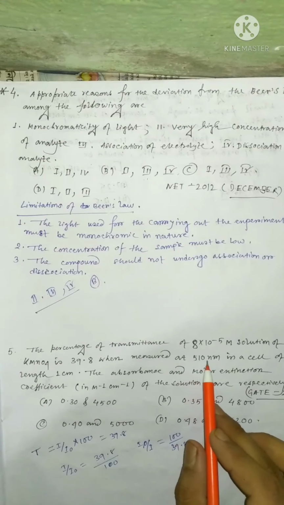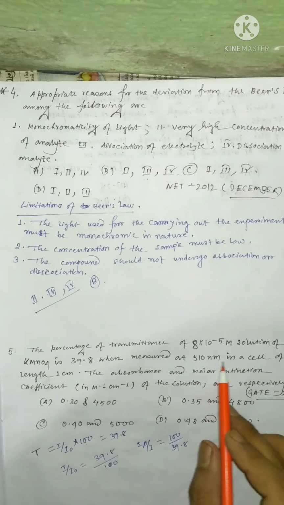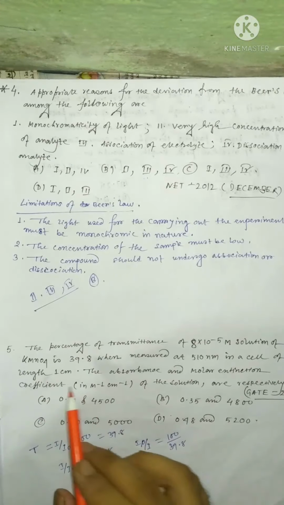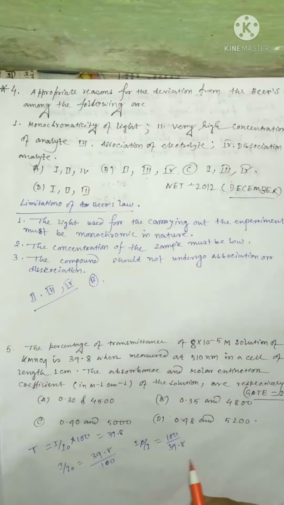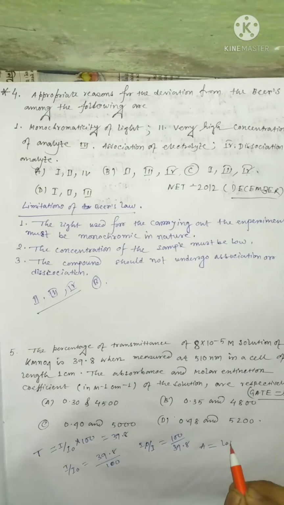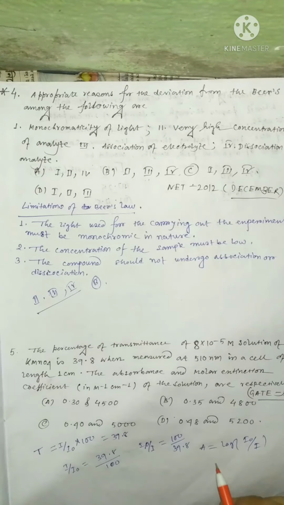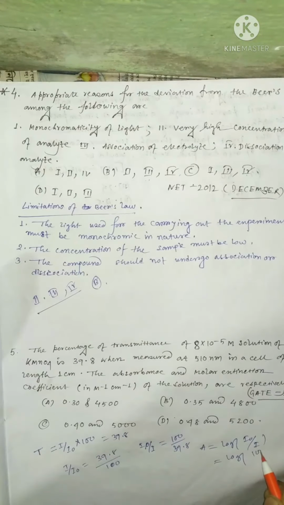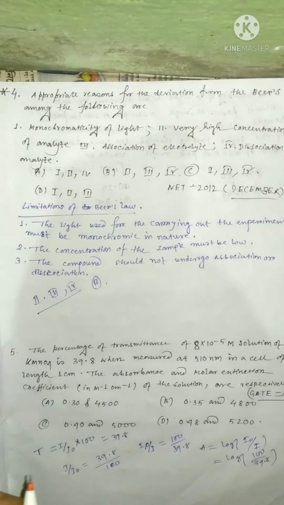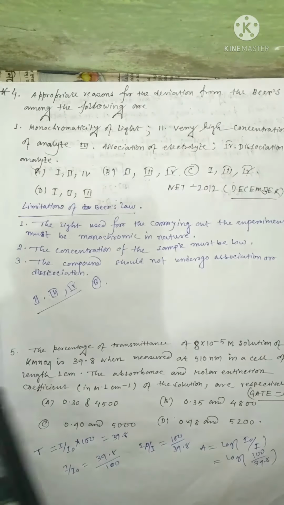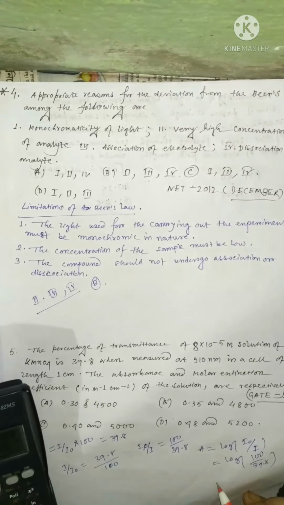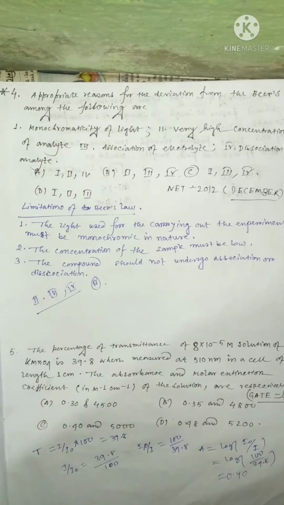measured at 510 nanometer in a cell of length 1 centimeter. The absorbance A equals log I0 by I, log 100 by 39.8. So 100 divided by 39.8, log of the answer. Okay, 0.40.